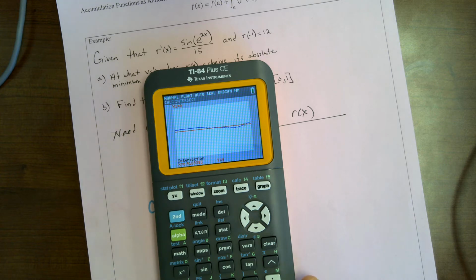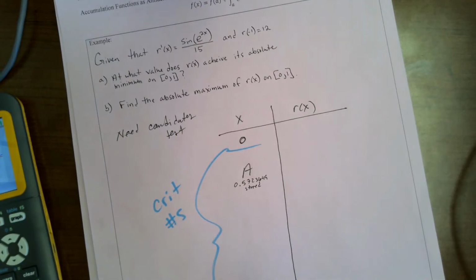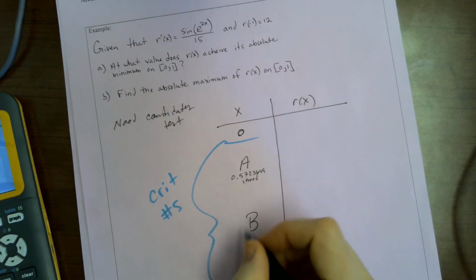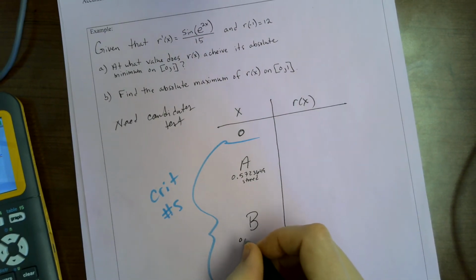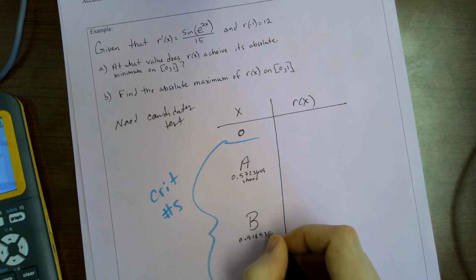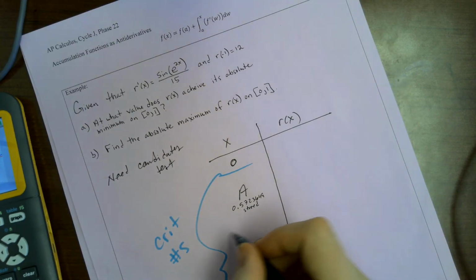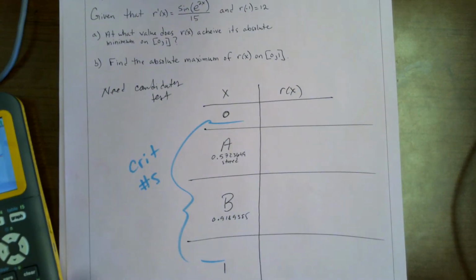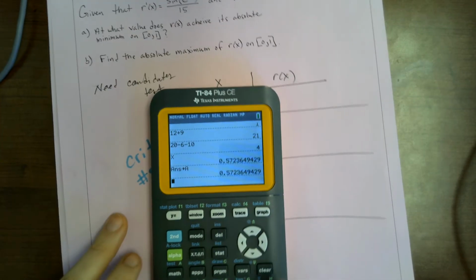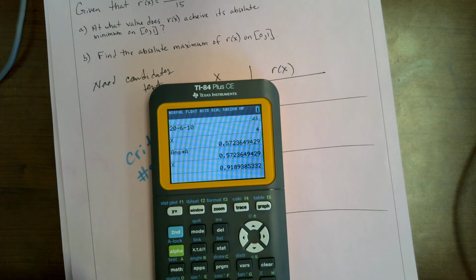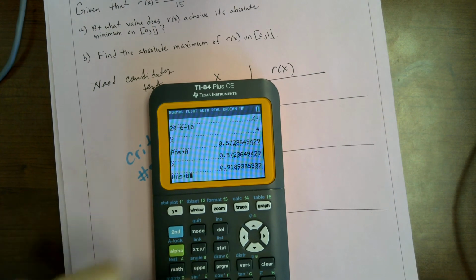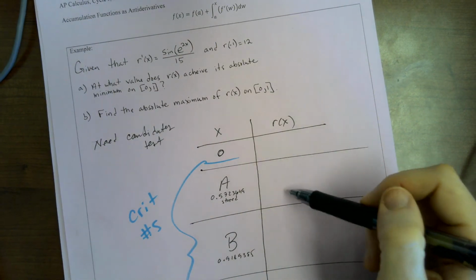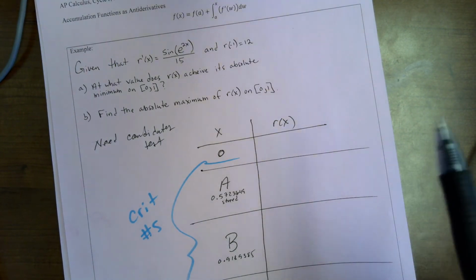Okay, so 0.918. This one I'm going to call B. I'll store it in a minute, and it's 0.918933. All right, and then I'll quit, hit X, there it is, store as B. Okay, now I've got to find these values.